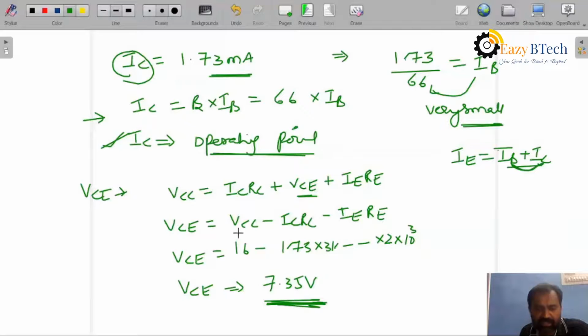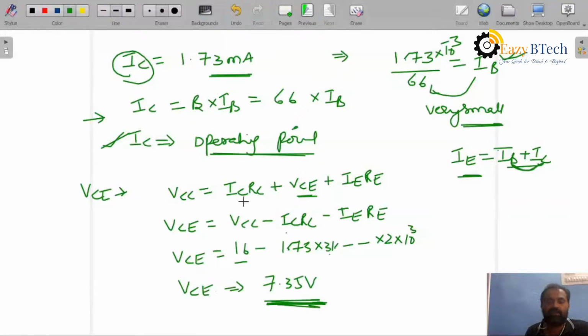Because here everything is known. VCC is 16, IC is 1.73 into milli, and kilo will get cancelled, 1.73 into 3. And IE is a combination of IB plus IC. IB will be 1.73 into 10 power minus 3 divided by 66, you will get the value of IB. And plus IC is 1.73. By substituting that, you will get the value of IE, that you can substitute here, into RE value is 2 kilo ohm. You will get the value.